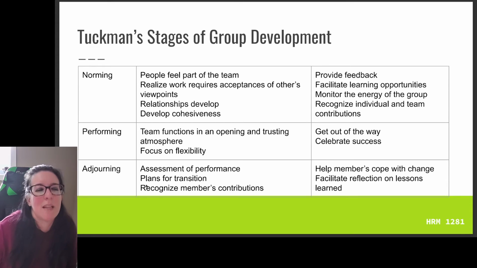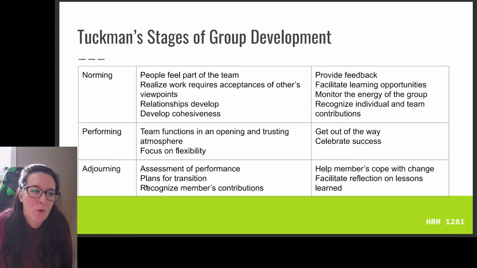Then we have the stage called performing. Performing is where your team is functioning. It's a more open and trusting atmosphere. The focus is more on flexibility. There's less hierarchy. The team is getting things done, moving towards reaching those goals. And if you're the team lead at this point, your job is just to get out of the way, step back, and let the team function. You can celebrate successes and encourage the team to continue its work.